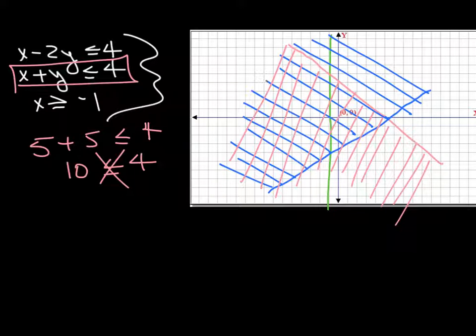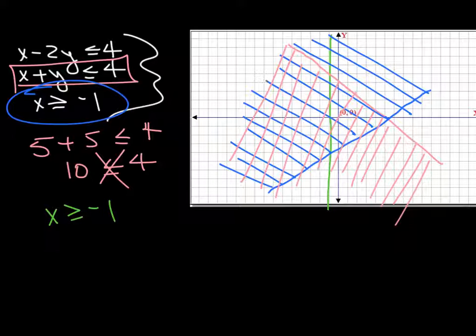Okay, next we're going to look at the bottom one right here. That's the green line right here, so let's do it in green. Alright, so x is greater than or equal to negative 1.